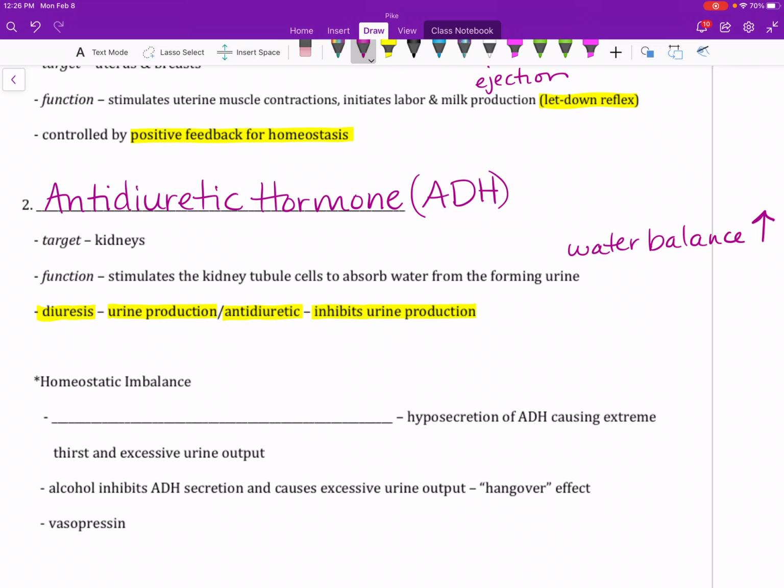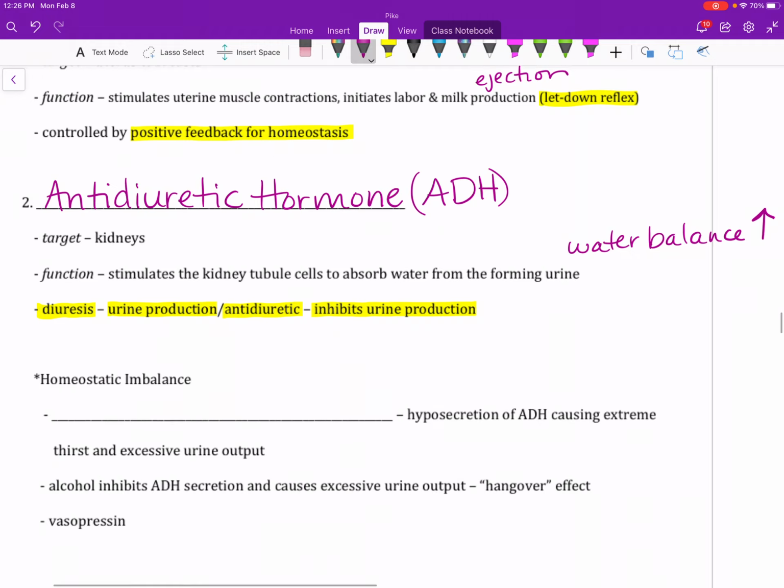If you go to the bathroom and your urine is really light yellow, really clear, you have a low level of ADH in your bloodstream because you're fully hydrated. There's no reason to tell your kidneys to hold in any of that water. So you want your urine to be very, very light yellow, okay? So that's the antidiuretic hormone.